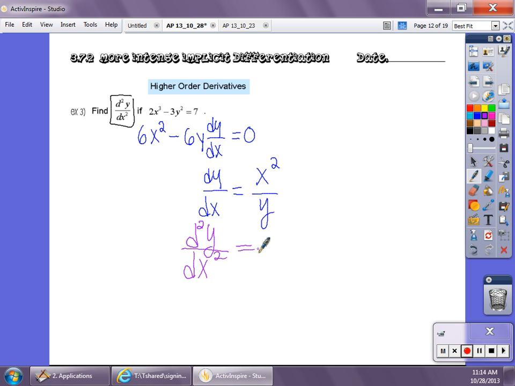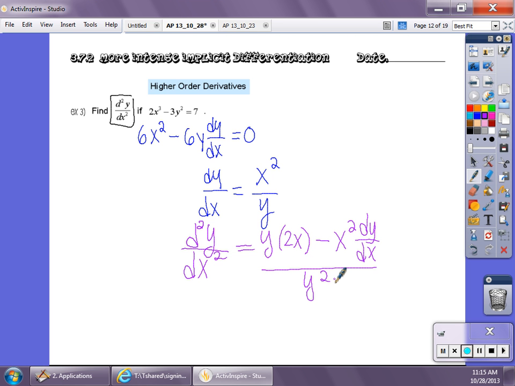Quotient rule. Do your quotient rule. Pause there. Jasmine, how do you say the quotient rule? Beautiful. Anyone have another way to say it? Ruth? All right. Anyone have a third way to say it? We're good? That's the two different ways? All right. Awesome. So, low d high minus high d low, all over low squared.